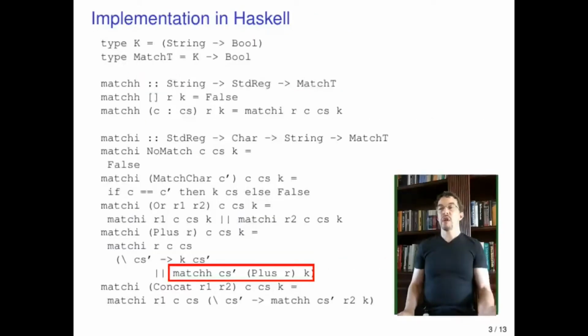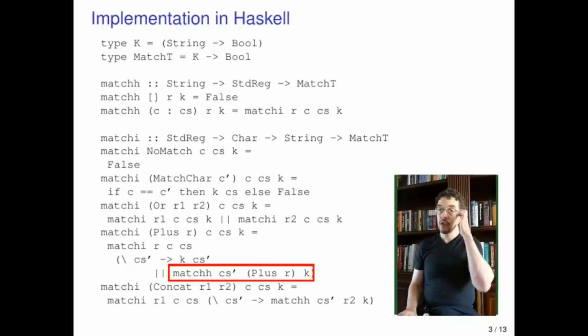So here's a look at the implementation in Haskell. We're going to move to the implementation in Cedille in a little bit, but to start off in Haskell: it's a continuation-based algorithm, so we have a type K for continuations. It takes strings to bools. They take suffixes and tell us whether or not they match. And then there's a type MatchT for convenience that just says continuation goes to bool.